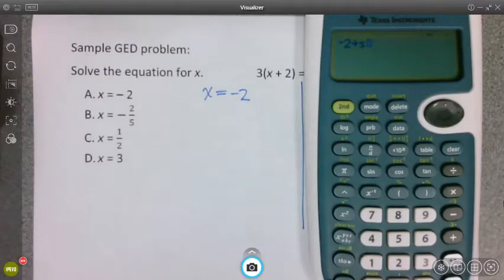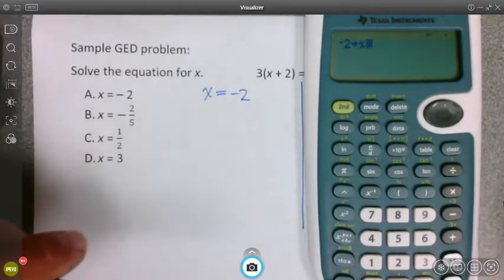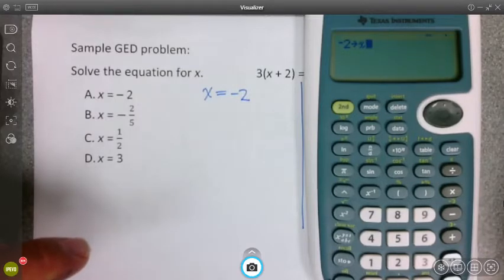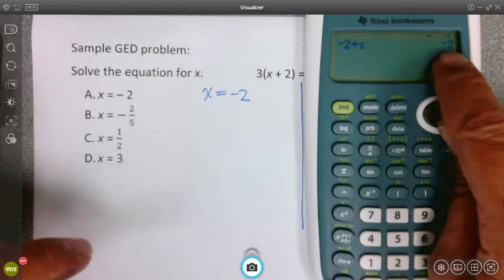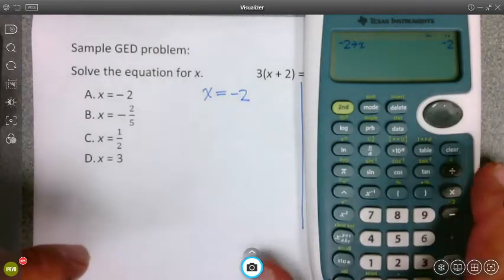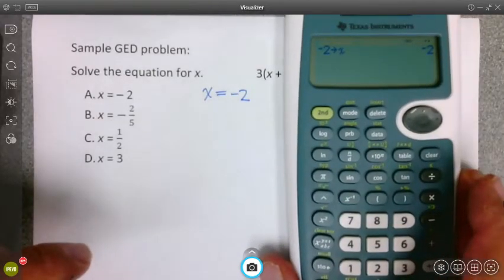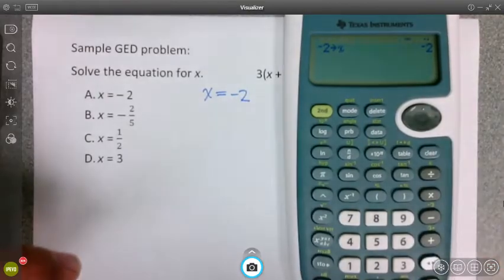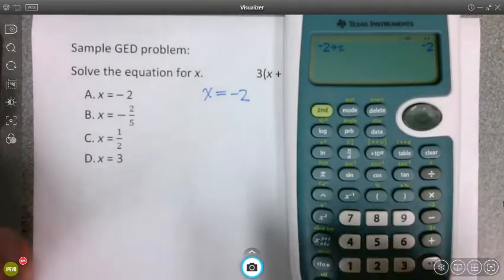Now I'm going to leave it on x because that's where I want the calculator to store the value of -2 for the variable x. So when I hit enter, we see a -2 appear on the right-hand side of the calculator screen. That tells me that the value -2 is now stored in the calculator for the letter x.